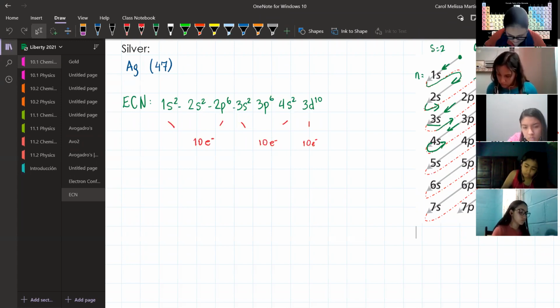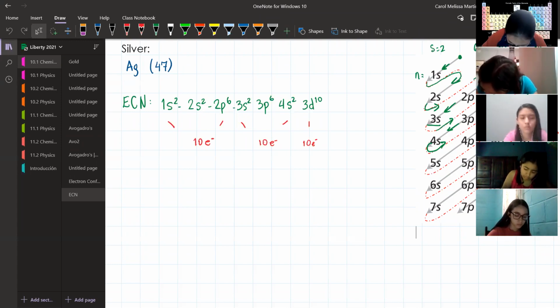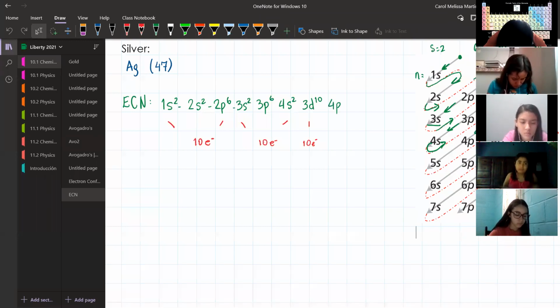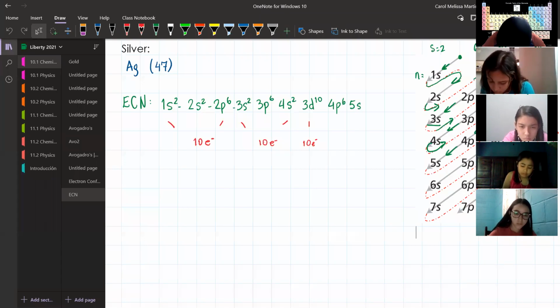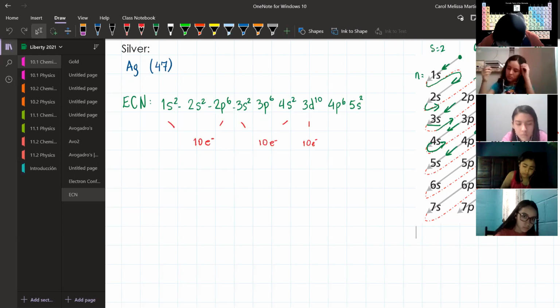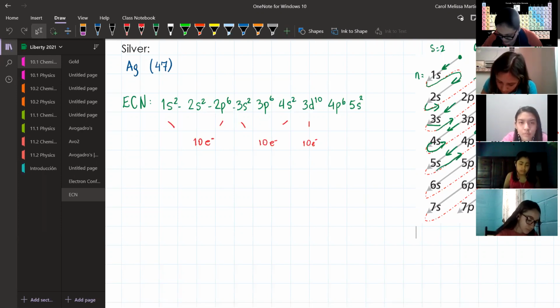So after I have 30 electrons, which means that I need 17 more. So I continue. For P, 6, and I continue. 5s, 2. Okay. So I follow the dash line, and I have 4D10.